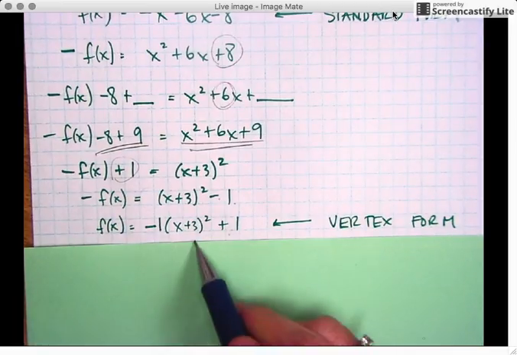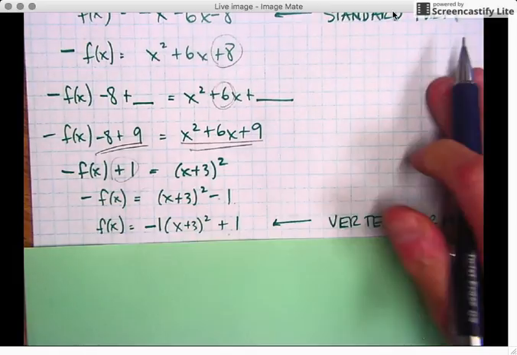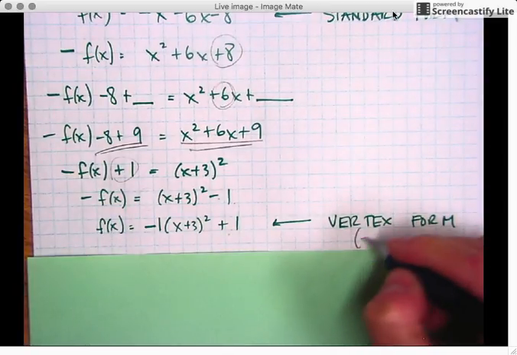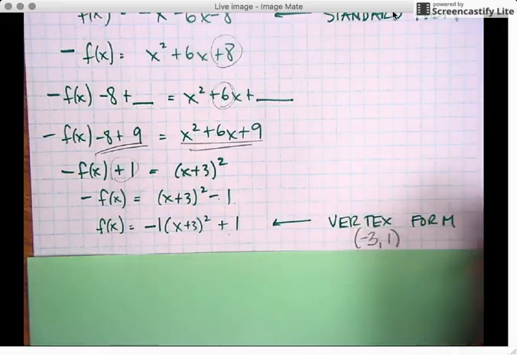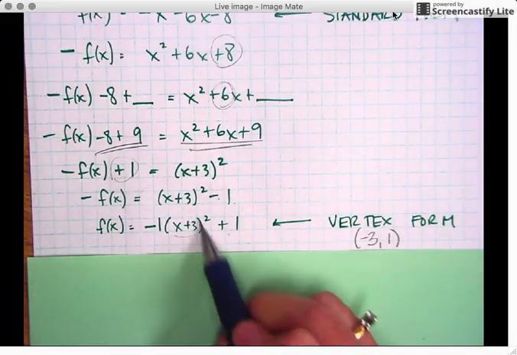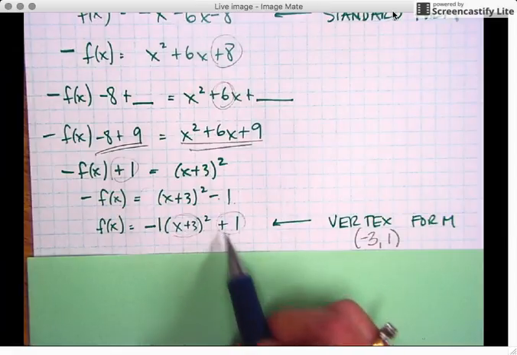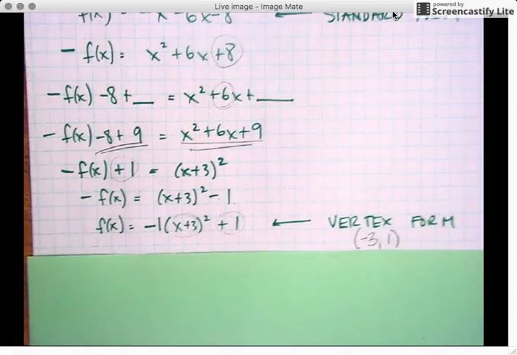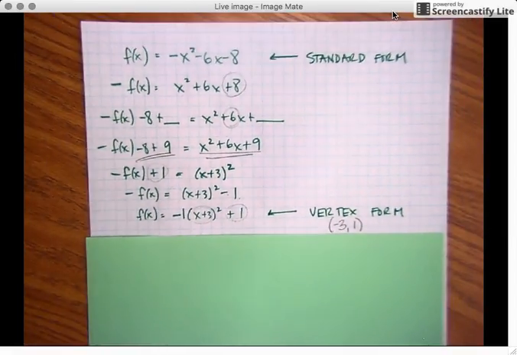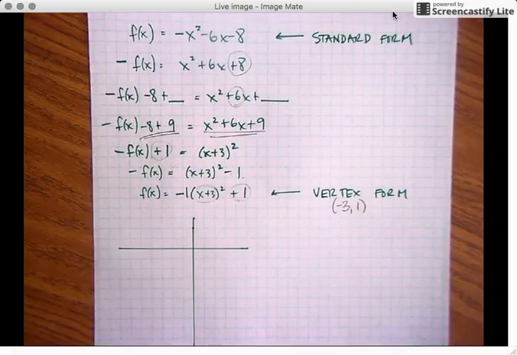So I can tell what the vertex is by looking right at this. The vertex is at negative 3, positive 1. Negative 3 because that's what makes this equal 0. Positive 1 because that's what this number is. And if we graph it, and hopefully I can graph this fairly quickly, you'll be able to see it.